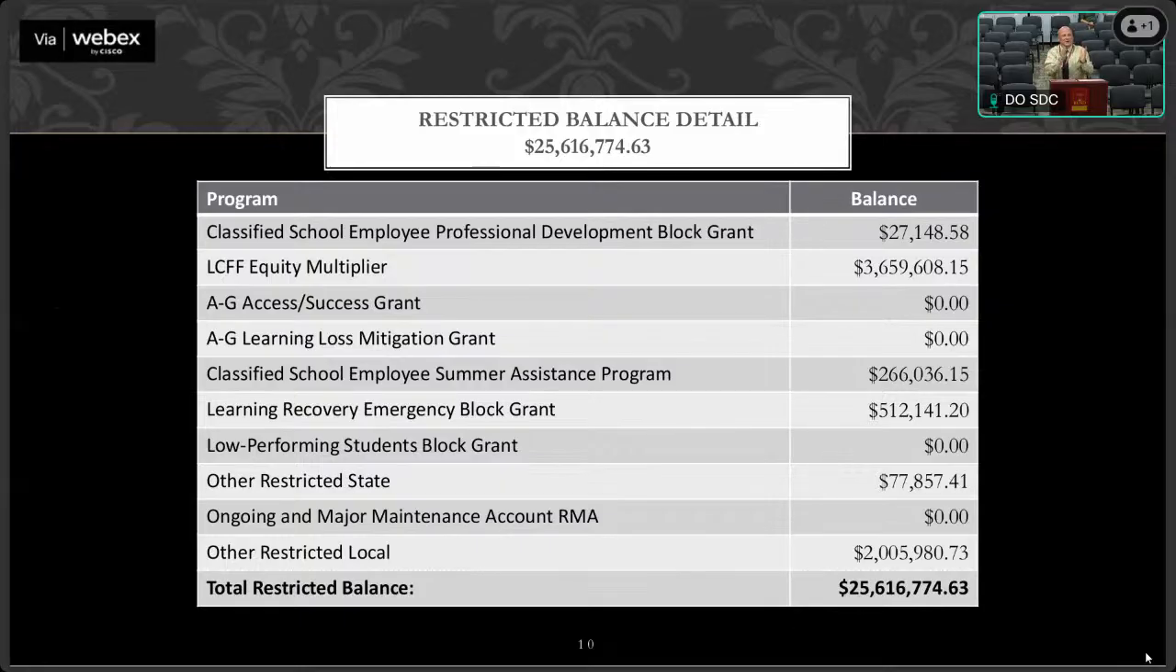We spend it, we get reimbursed, and then we get the cash. On this one, they actually give it to us up front, probably because the state's doing it rather than the federal government. That is why you see that large balance there. We have the classified school employee summer assistance program, the learning recovery emergency block grant, and our other restricted local. That is our 9010. That's for construction and such.